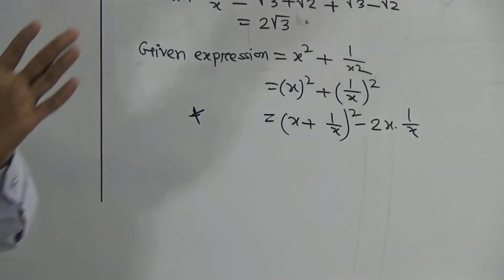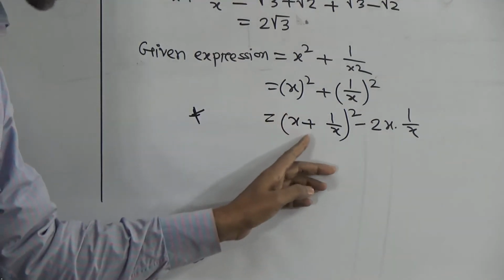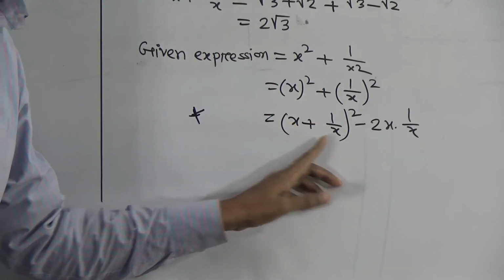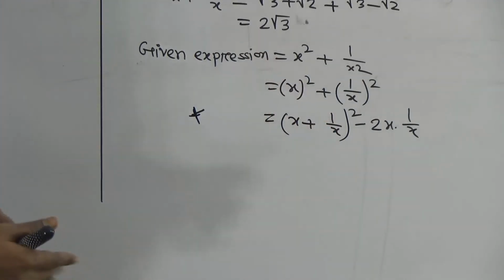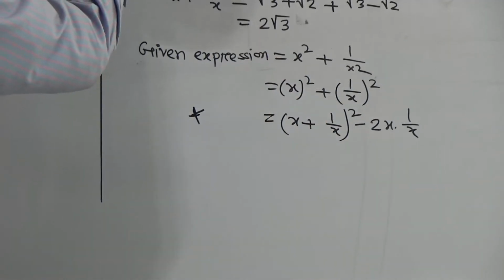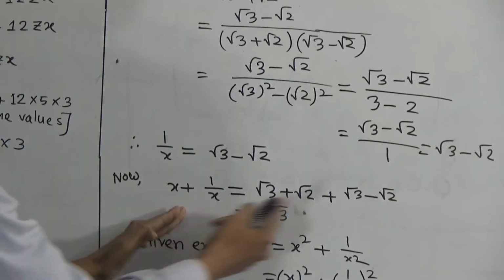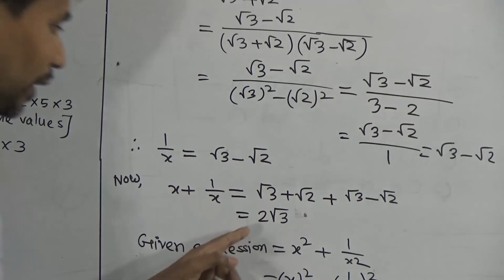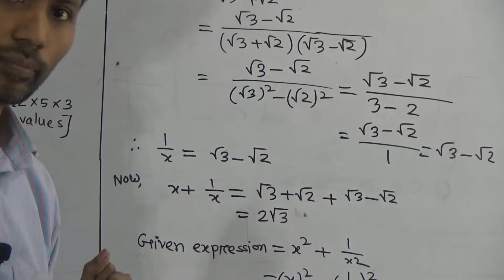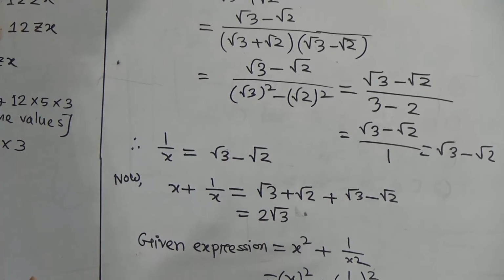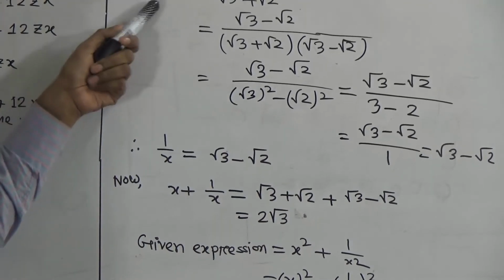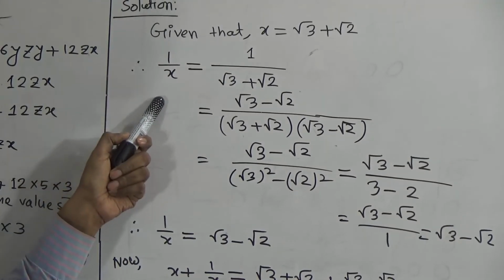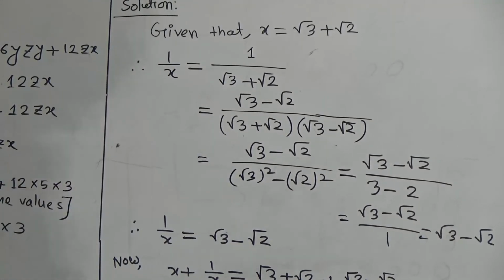So at first we have to determine the value of x plus 1 by x. Look, we have to determine the value of x plus 1 by x. So at first I will determine the value of 1 by x. Then I add these two, that means x plus 1 by x, then we get 2 square root 3. I hope you understood now why I have determined the value of 1 by x. Okay? Now another question.